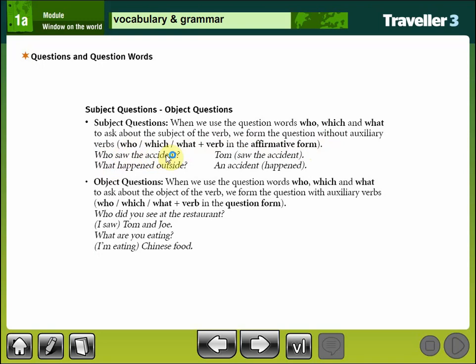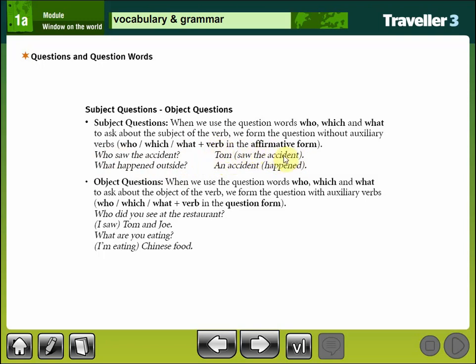Who saw the accident? What happened outside? You see, we don't have is, or did, before the verb, because we are asking about the subject. The subject should not be in the question. It should be the answer. If you said Tom alone, it's okay. Who saw the accident? Tom. Or you can give me a full answer: Tom saw the accident. But you can never say just saw the accident. You should say Tom, because we're asking about Tom.